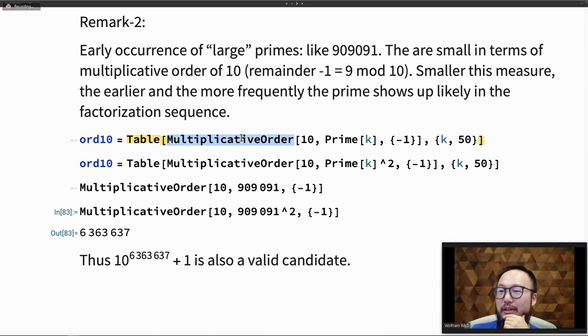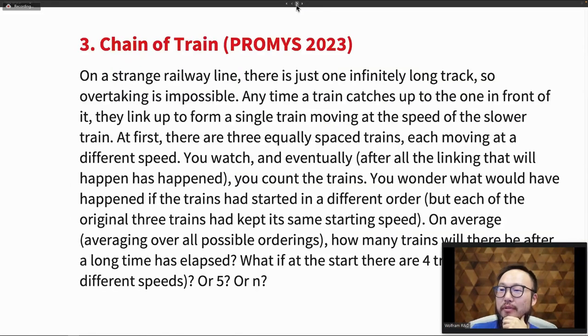If we have another session scheduled, I think I'd be comfortable talking about cryptography with the built-in functions. And that'd be very nice to show you the power of number theory in real life. Okay. The third problem is from PROMYS. It's a kind of long one. I think these things require not only good math capability, but also good reading capability and writing skills. So you need to present your solutions very nicely.